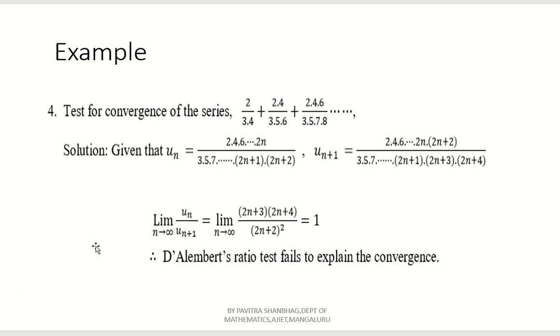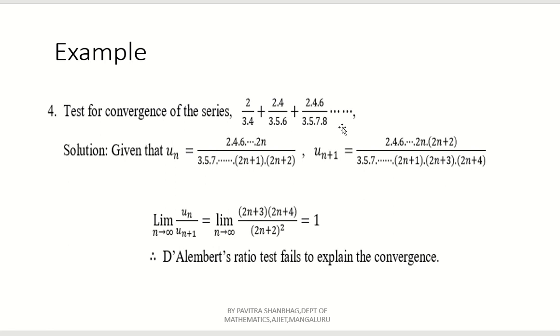Test for convergence of the series 2 by 3 into 4, plus 2 into 4 by 3 into 5 into 6, plus 2 into 4 into 6 by 3 into 5 into 7 into 8. See here, what is the next term? Can you guess? 2 first, then 2 into 4, then 2 into 4 into 6. Next, 2 into 4 into 6 into 8 and so on. That is even multiples, right? 2, 4, 6, up to 2n. Similarly, see here, 3 into 4, 3 into 5 into 6, 3 into 5 into 7 into 8.